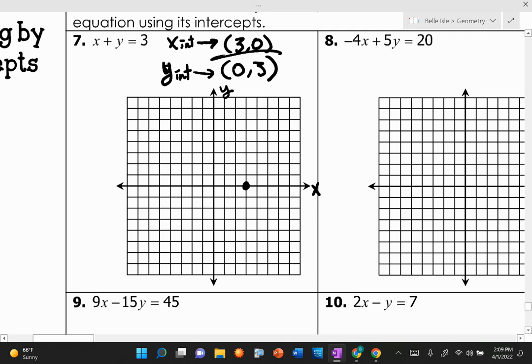The y-intercept is the opposite. I don't move side to side at all, and I go up how many? 3. Okay, so I'll go up 3. Then I'm going to draw my line. And that's my graph.